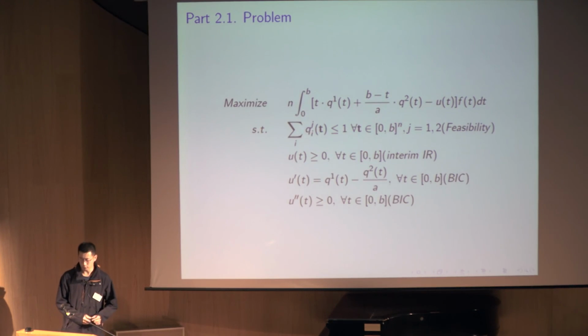Now, this is the formal problem. We want to maximize the seller's revenue, and in this bracket is the buyer's payment. There are several constraints. The first is the feasibility constraint: one item cannot be allocated more than once. The other three are about the interim IR and the BIC. You can see only the first constraint involves the full type profile, and the others only involve the interim representation.